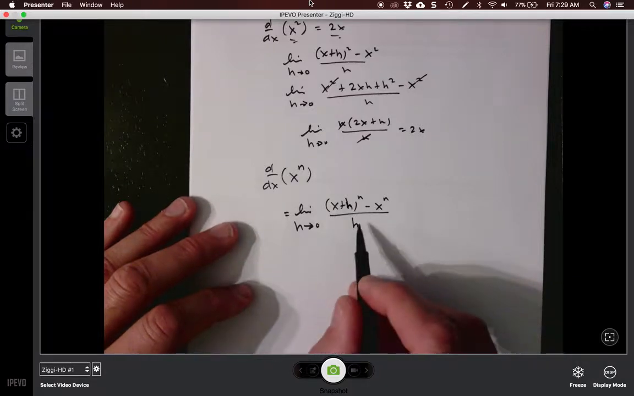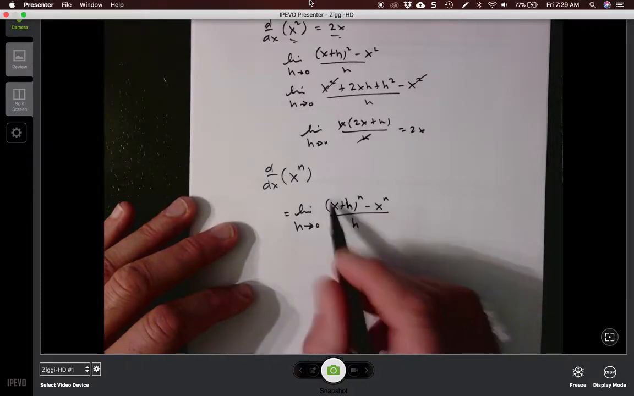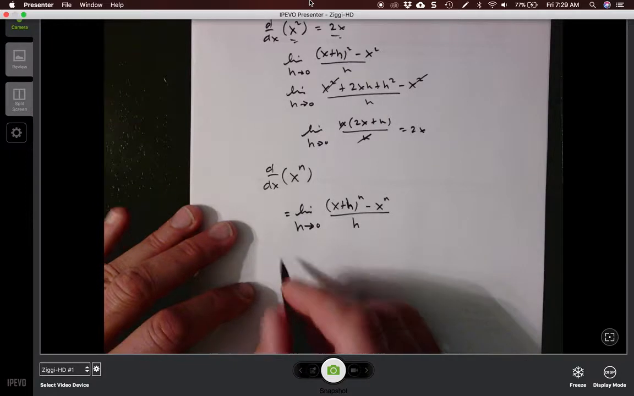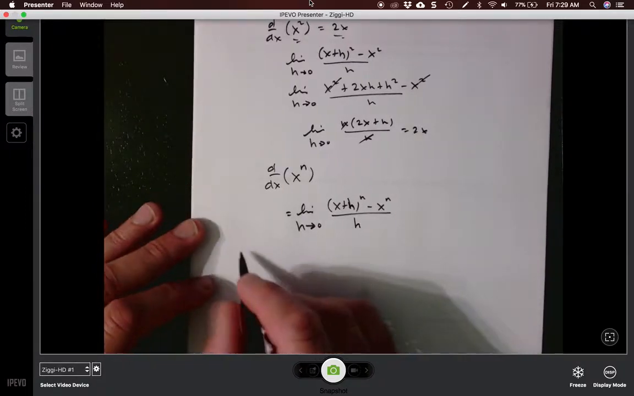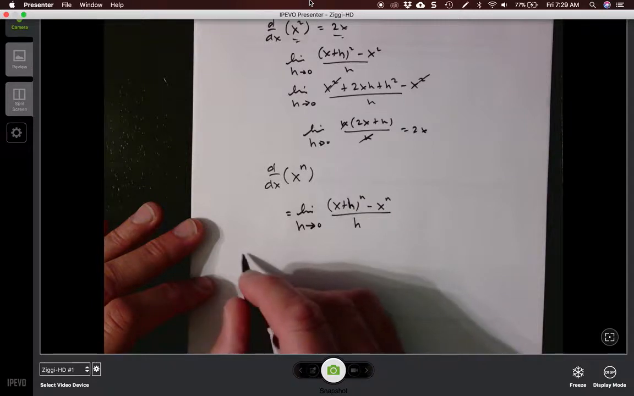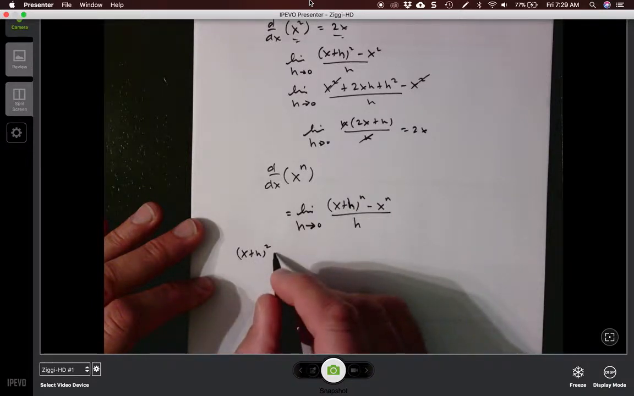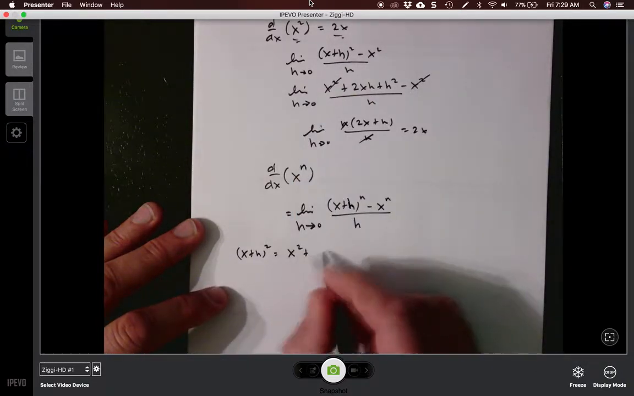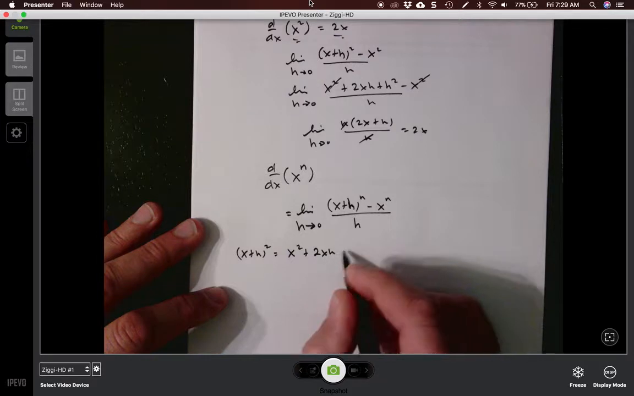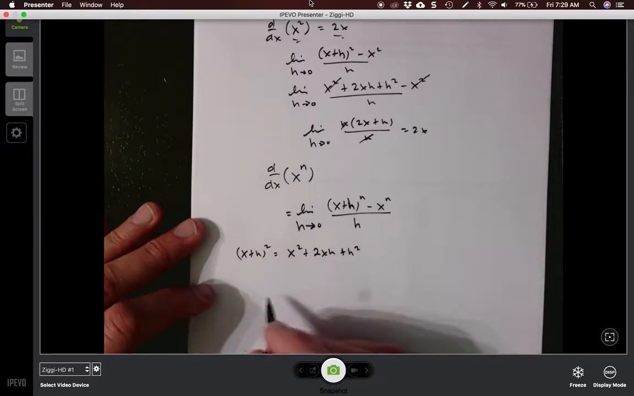Okay, so what I want to look at then is this thing here, this (x + h) to the n power. And I want to see if we can come up with some kind of a pattern there. So if we said (x + h) to the second power, all right, we saw that up above here. That expands to x squared plus 2xh plus h squared.